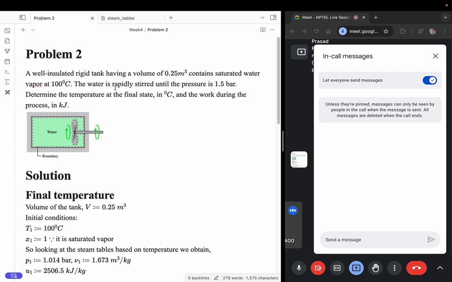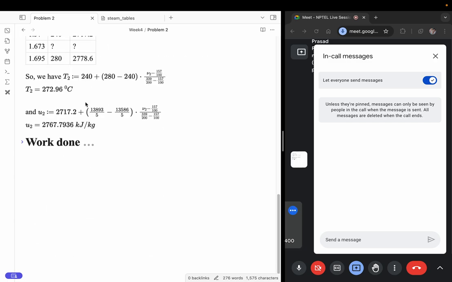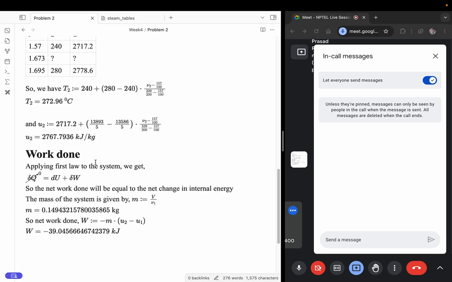For that, I need to determine the total mass. I was given the total volume, and I calculated the specific volume previously from the steam table. So using the specific volume relation, I'll be able to directly calculate the mass. So if you just do the math, del Q is 0, so del W equals the change in internal energy. In this particular case, del W is going to be negative because this work is done on the system. So if you just substitute the values, you get a value of 139 kilojoule.